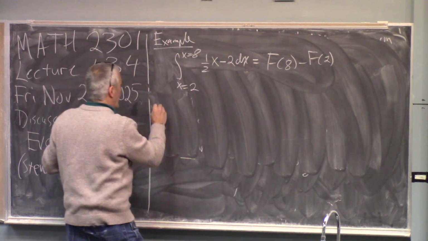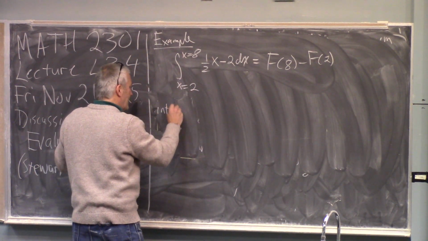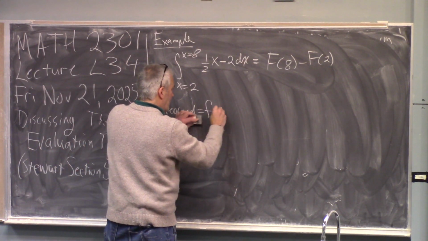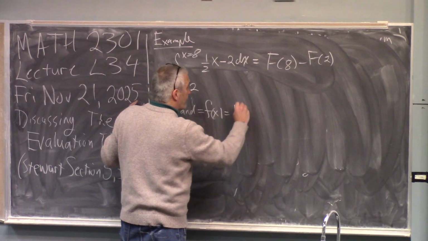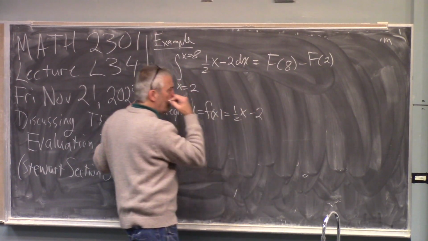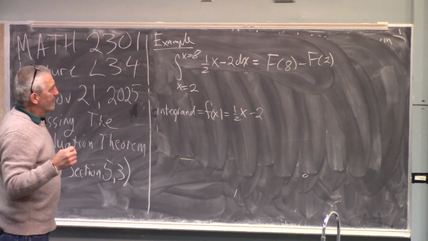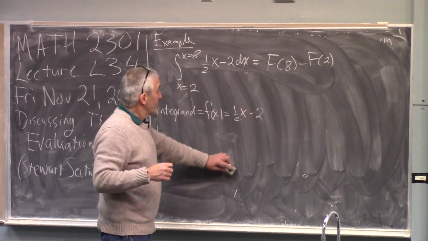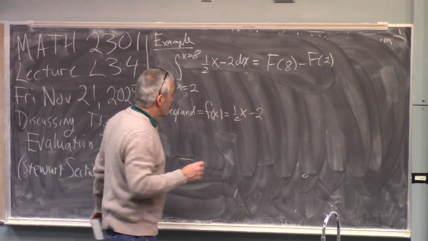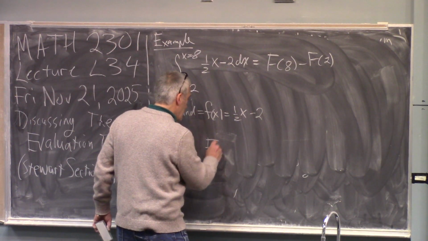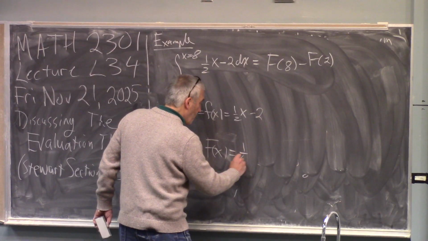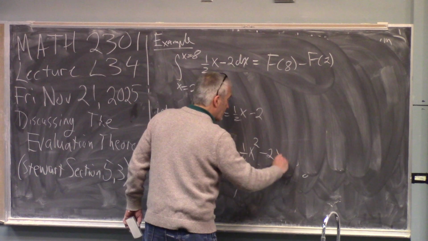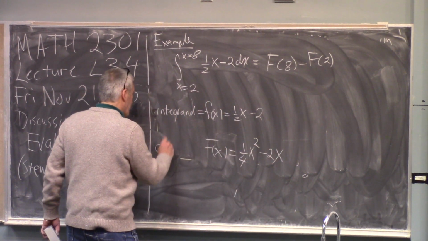So let's see, our integrand, the thing inside, we could think of that as our little f. F of x is 1/2 x minus 2. Now we need an antiderivative of that. I can use the power rule. This is x to the 1, so an antiderivative is x squared over 2. So a capital F would be 1/4 x squared minus 2x. So this is an antiderivative.